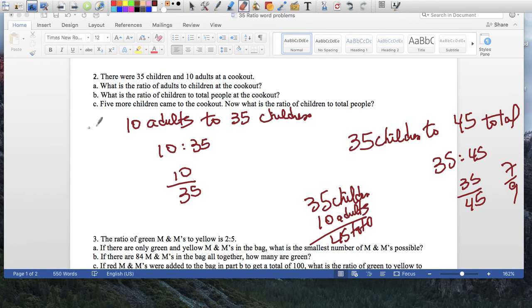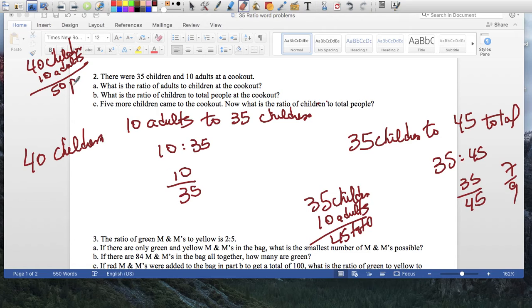Okay. C, 5 more children came to the cookout. Now, what is the ratio of children to total people? If 5 more children come, you're going to have 40 children. So what's the ratio now of children to total? Let me write over here, 40 children. How many adults do we have? 10 adults. So what's my new total of people? I have 50 people in total. So the new ratio is going to be 40 children to 50 total. So that's my ratio, or 40 to 50, and 40 over 50. Okay.